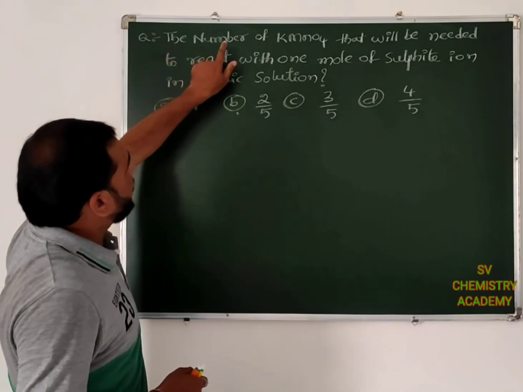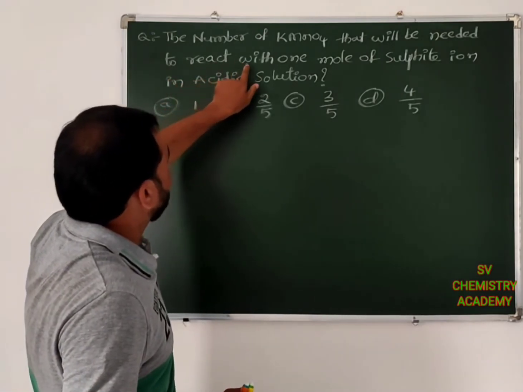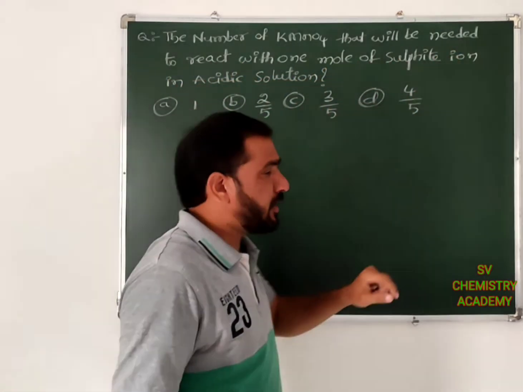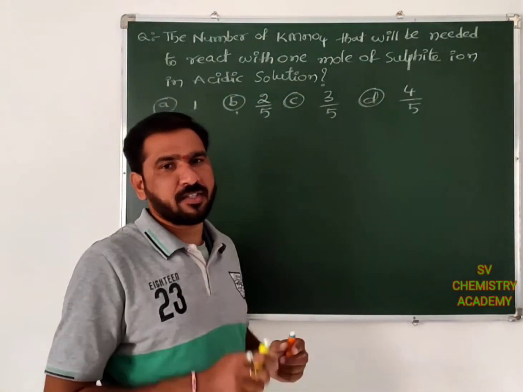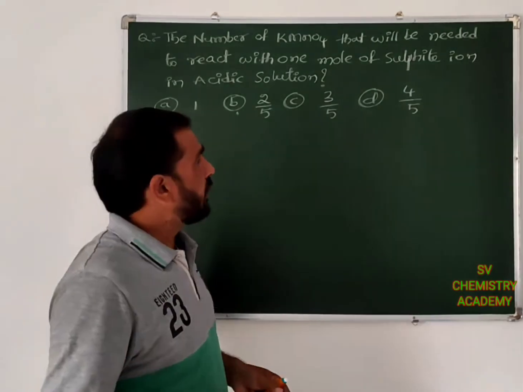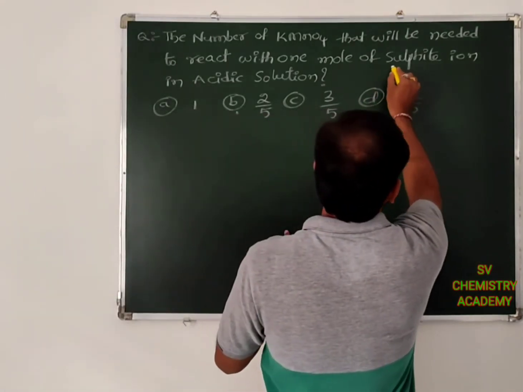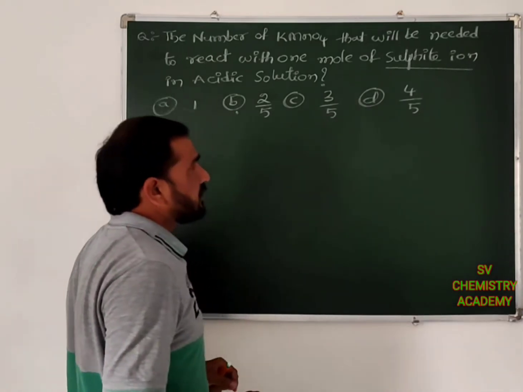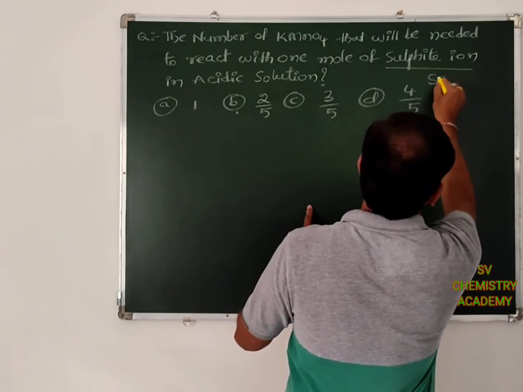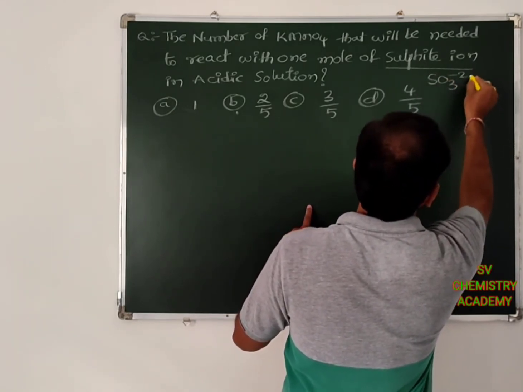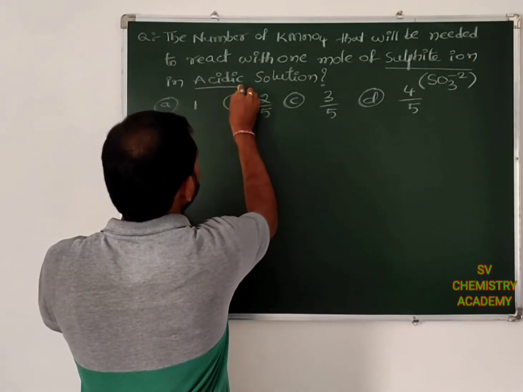The question is: the number of moles of KMnO4 that will be needed to react with 1 mole of sulfite ion in acidic solution. Some points we need to gather first, by which you will get clarity about this question. The first point is sulfite ion. The sulfite ion formula is SO3 minus 2. Clear? Then the acidic solution is given.